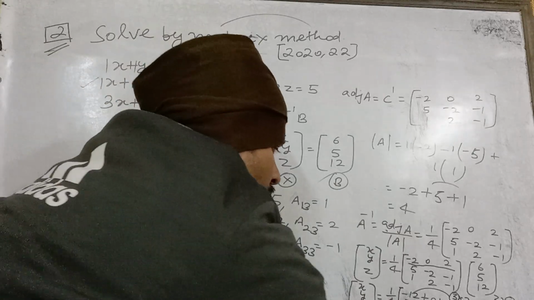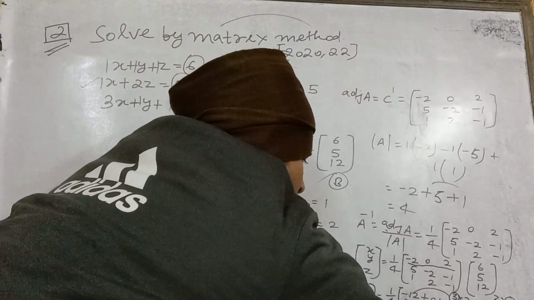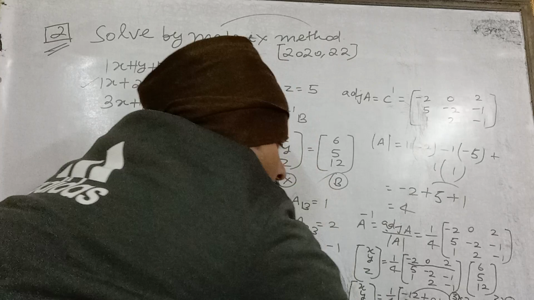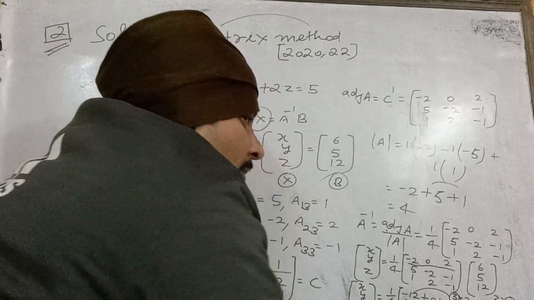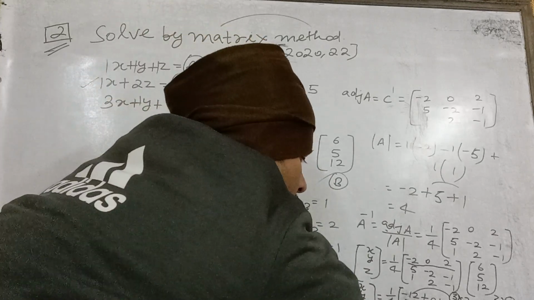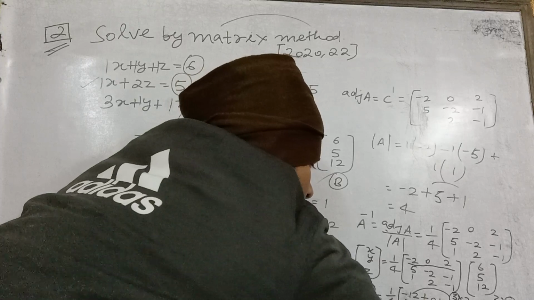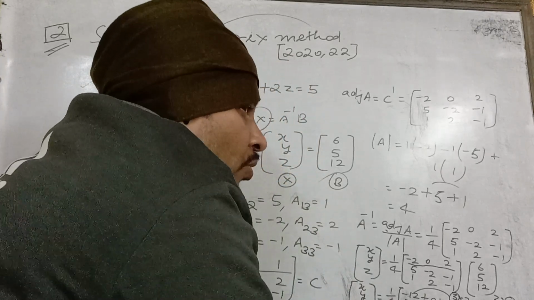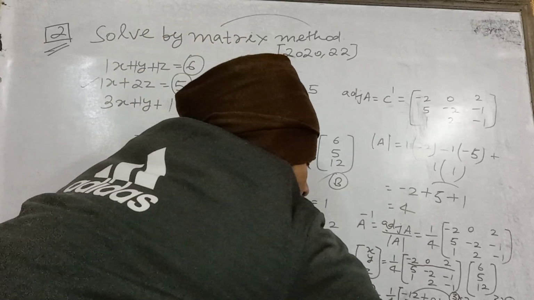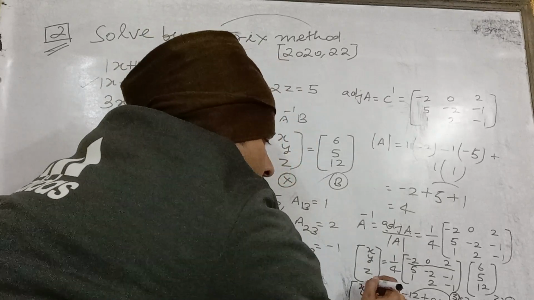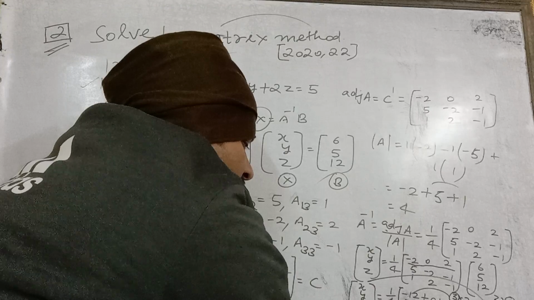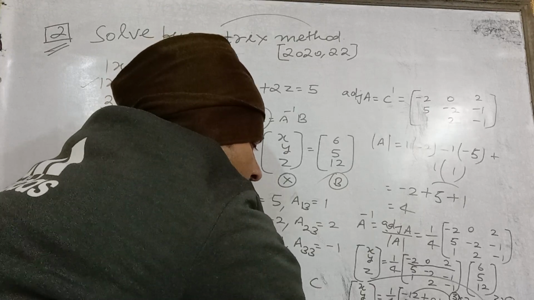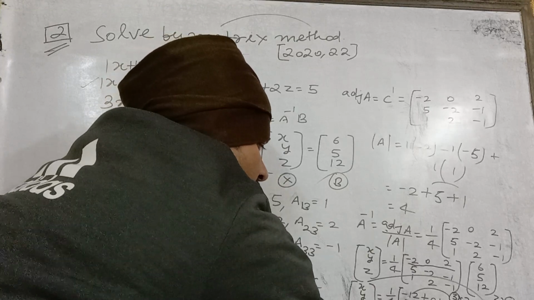So this value becomes 24 minus 12 is 12. And 12 divided by 4, this value becomes 3. And 30 minus 22 is 8, divided by 4 is 2. And this value becomes 16 minus 12 is 4, and 4 divided by 4 is 1. So comparing both, value of x is 3, value of y is 2, and value of z is 1.